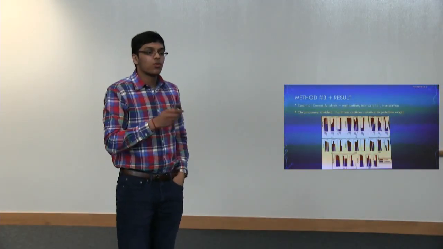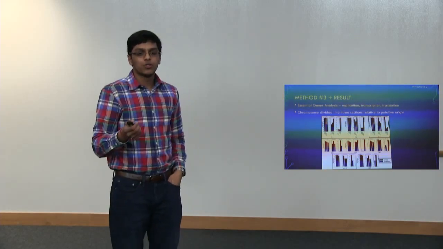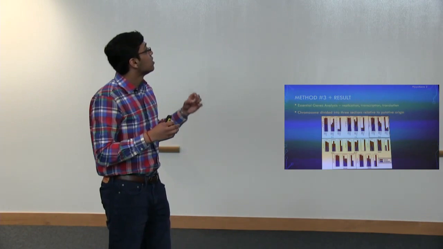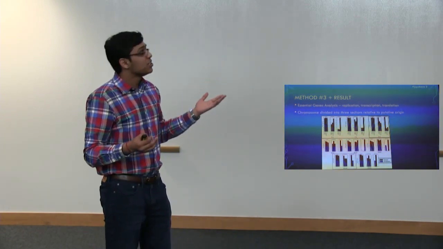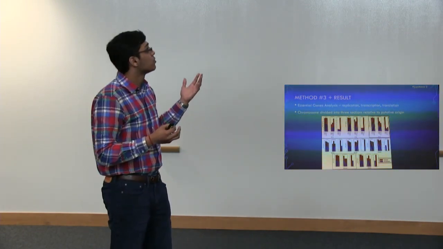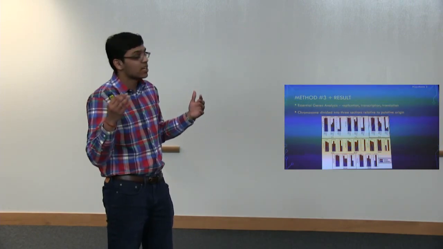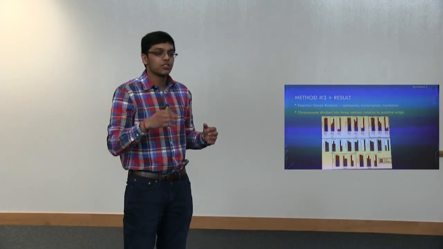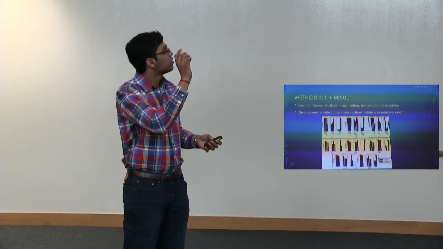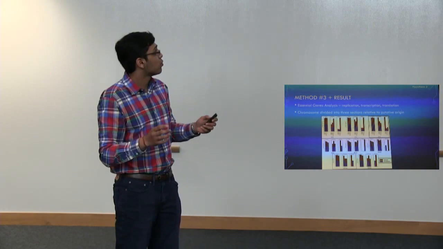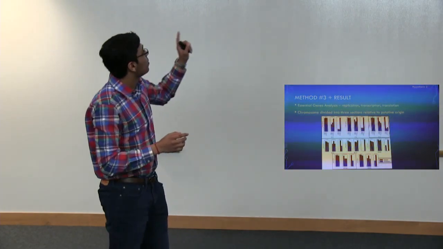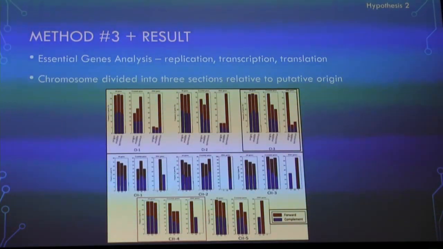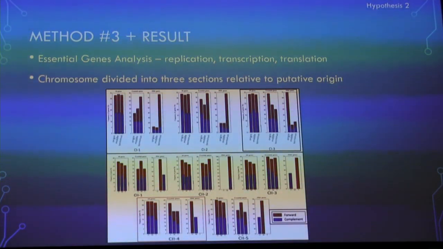So our final method was for hypothesis 2, which said that essential genes tend to be closer to the origin of replication. As I said, essential genes are genes involved in replication, transcription, and translation. We divided the chromosome into 3 sections, relative to the potential origins of replication. It's kind of small, but as you can see, we have the 3 potential origins of replication for chromosome 1 and the 5 for chromosome 2.